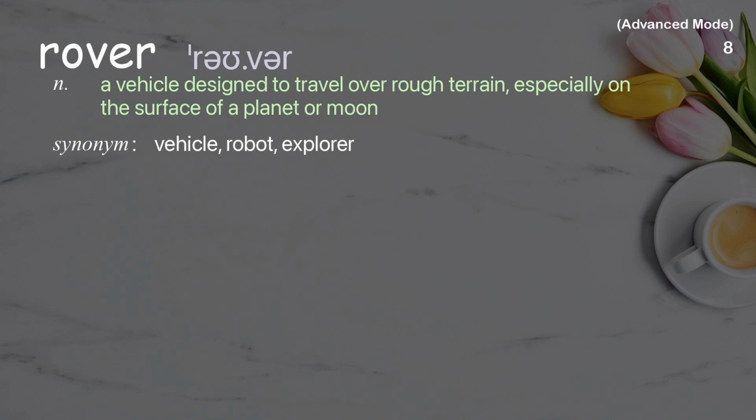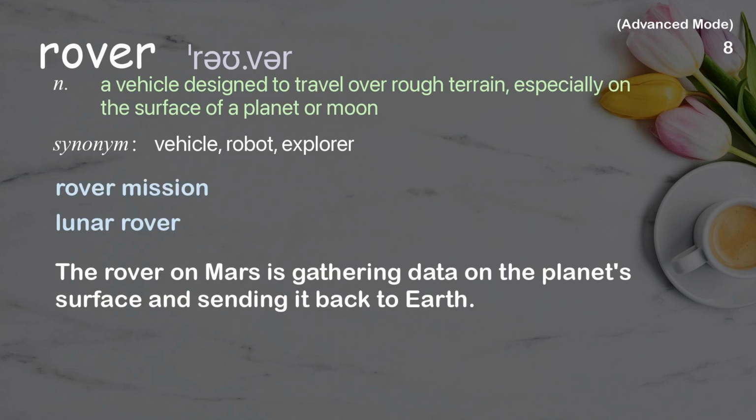Rover. A vehicle designed to travel over rough terrain, especially on the surface of a planet or moon. Examples: Rover mission. Lunar rover. The rover on Mars is gathering data on the planet's surface and sending it back to Earth.